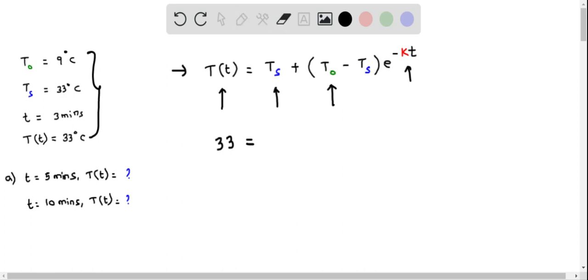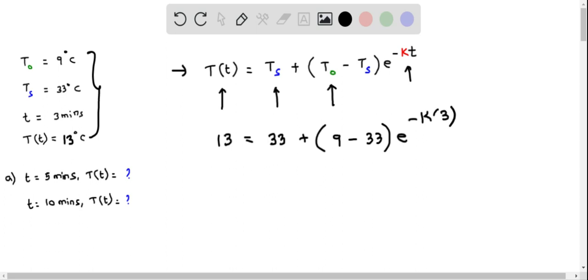I'm sorry, this T(t) is actually 13 degrees centigrade. So let's change this T(t). That is, after 3 minutes, the temperature of the thermometer reaches 13 degrees centigrade. So we write 13 equals Ts, which is the surrounding temperature, 33, plus T0, the initial temperature of the thermometer, which reads 9, minus 33, and this is multiplied with e raised to the power of negative k times t, where t is 3, because after 3 minutes the temperature is 13 degrees centigrade.